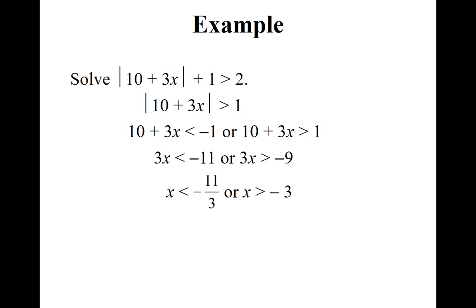Now, to put this one in interval notation, we're going to use the union symbol. Remember, or is a union. We have two separate intervals here. We have one interval from -∞ to -11/3. We have another interval from -3 to +∞. Since we have two separate intervals as part of the answer, but an or means we have to take both, we connect them with the union symbol.